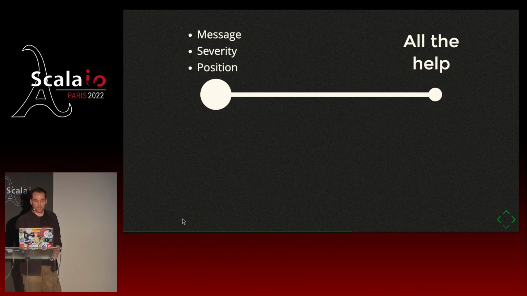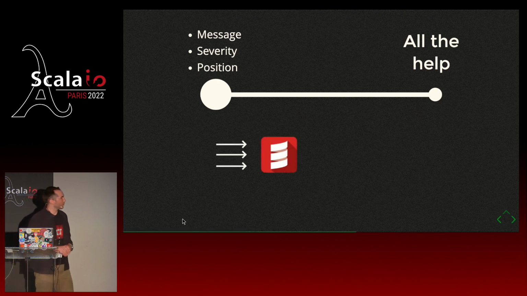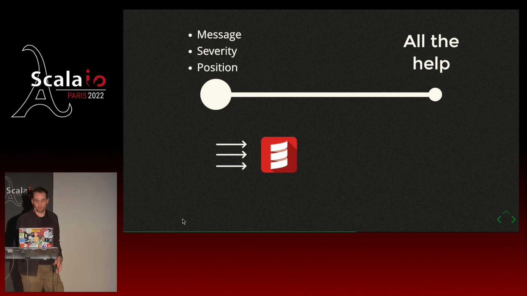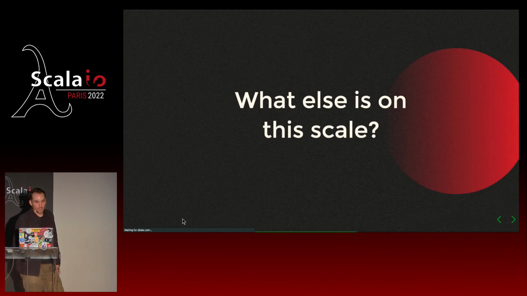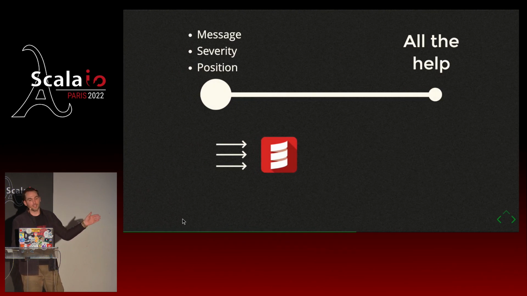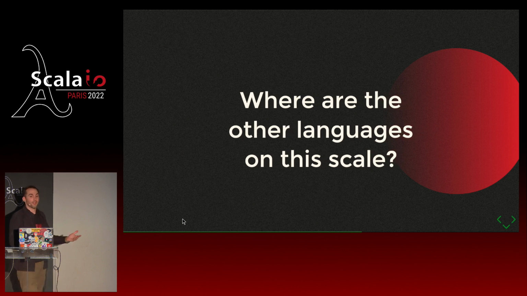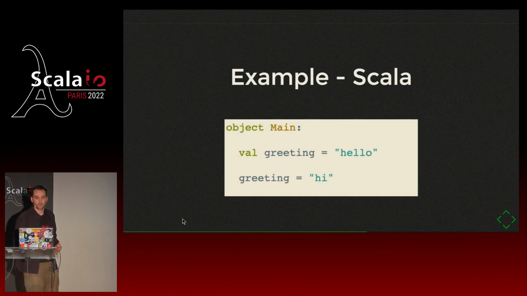So with that in mind, let's scoot Scala over a little bit, right? It does a little more than the bare basics because the messages are more helpful and they help you in more ways. But what else is there on this scale anyways? What's between where Scala is here and all of the help? You can't really answer this question without also answering where the other languages are on this scale, because they're related to each other. And we'll use other languages as an example to show what else could be on this scale.